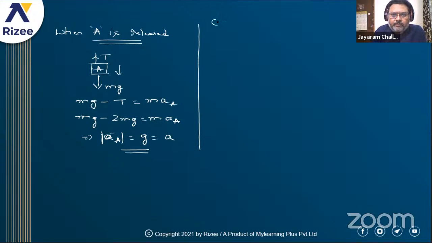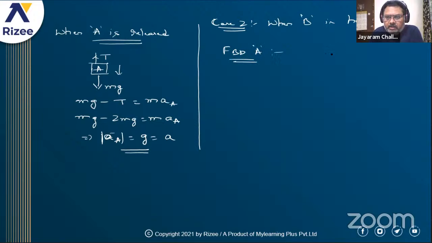Now coming to case two. So what is your case two? When B is held. So what will happen when B is held in this case? When B is held, that means A should be in equilibrium. Then the free body diagram for A can be written like that. Tension will be upwards, and since it is attaining equilibrium, this is T. So T is equal to mg.